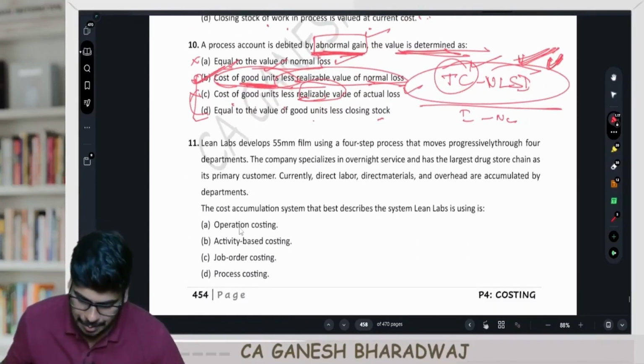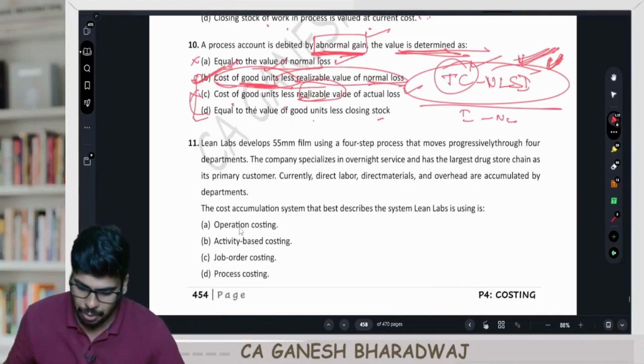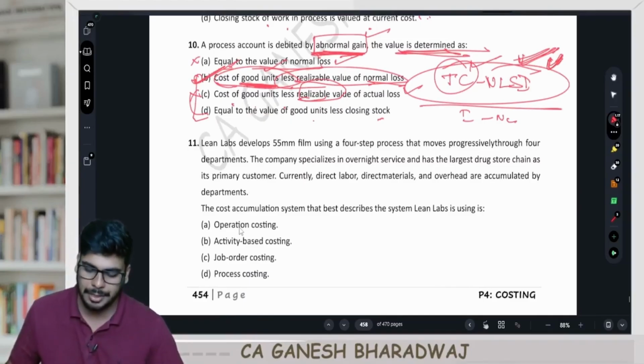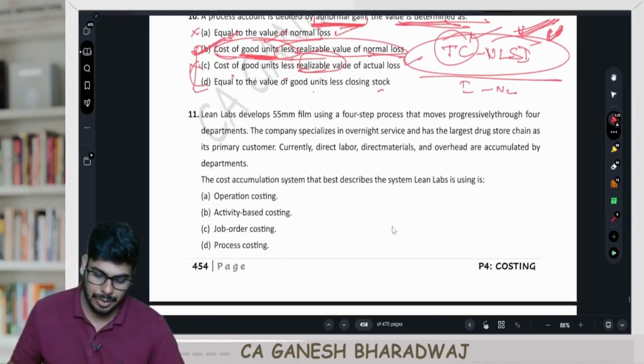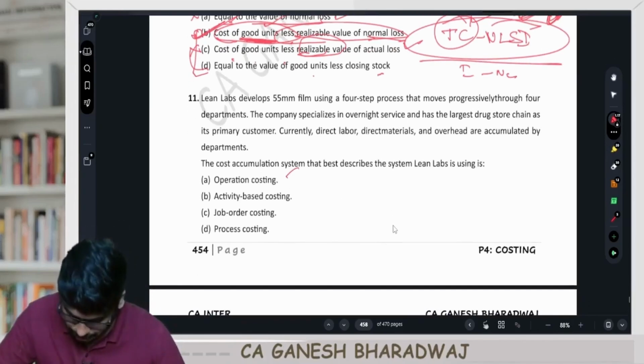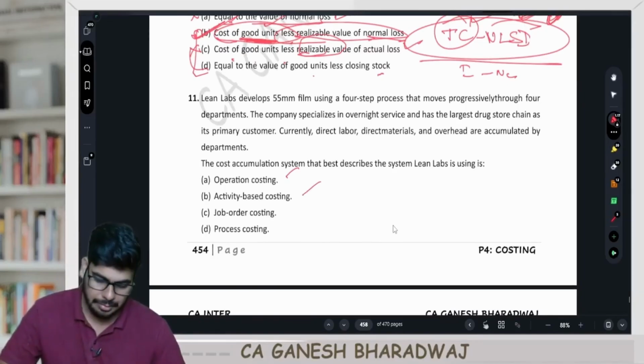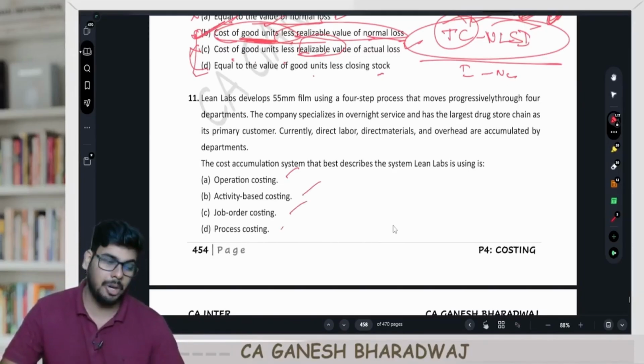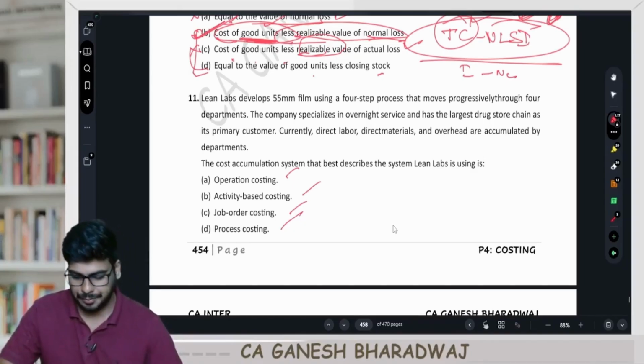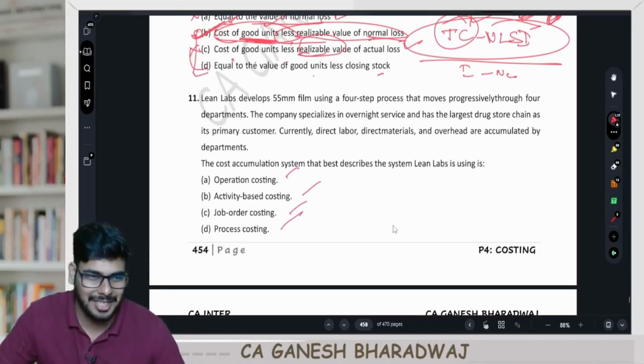Lean Labs develops a 55 film using a 4-step process that moves progressively through 4 departments. The company specializes in overnight services and has the largest drugstore chain as its primary customer. Currently, direct labor, direct materials, and overheads are accumulated by departments. The cost accumulation system that best describes the system Lean Labs is using is operation costing, activity costing, job order costing, process costing. Which of the 4? Yes, process costing, because that is the name of this chapter.